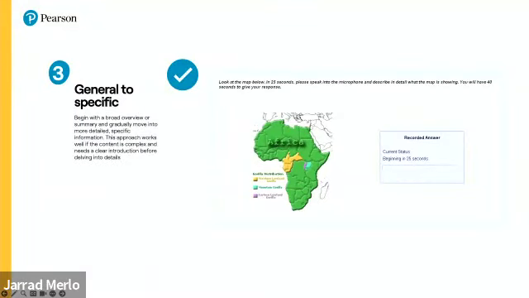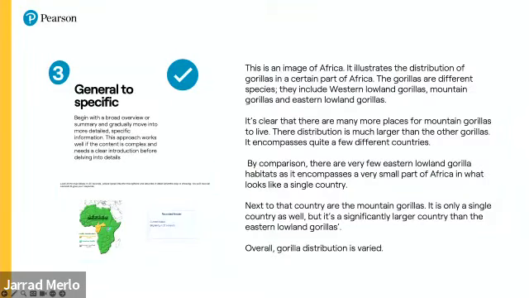What about going from general to specific? Well, if they get an image like this, you obviously cannot use something that talks about x-axis and y-axis, because this is a picture of Africa, and I can't see any axes on here. So you would go from general to specific. You might say, this is an image of Africa. It illustrates the distribution of gorillas in a certain part of Africa. It's clear that there are many more places for mountain gorillas to live. Their distribution is much larger than the other gorillas. It encompasses quite a few different countries. By comparison, there are very few.